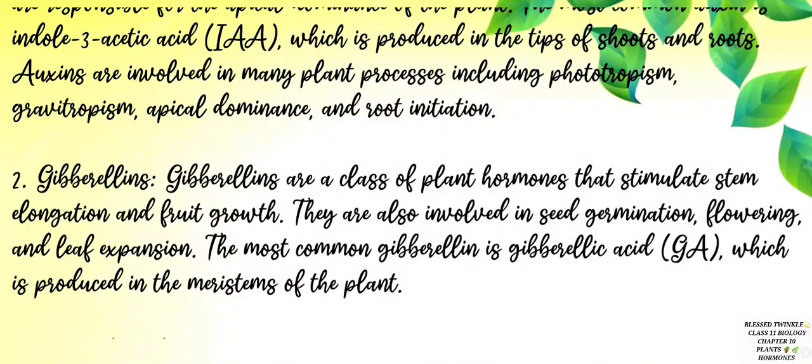Gibberellins are the class of the plant hormone that stimulates stems, elongation, and fruit growth. They are also involved in seed germination, flowering, and leaf expansion. The most common gibberellin is gibberellic acid, which is produced in meristems of the plant.